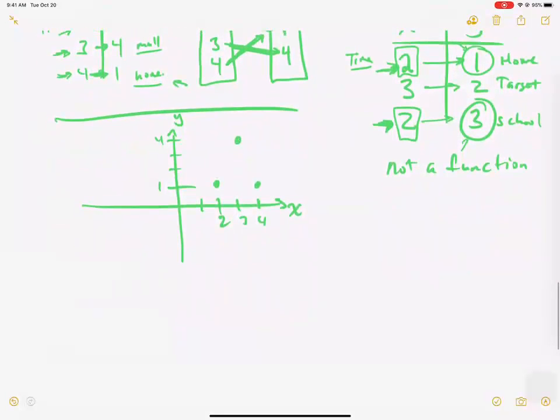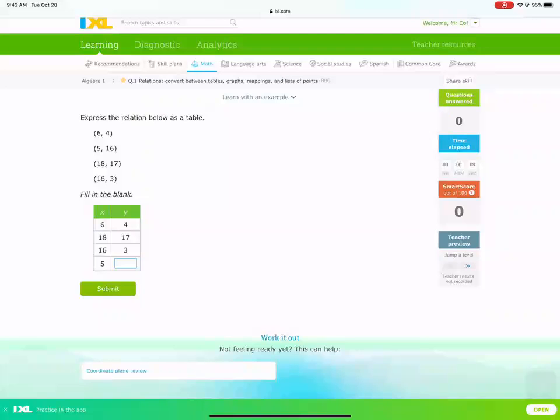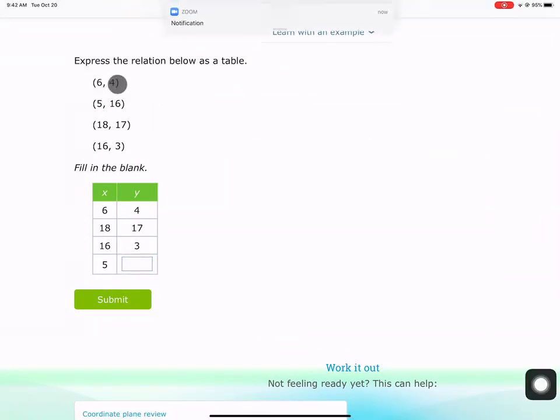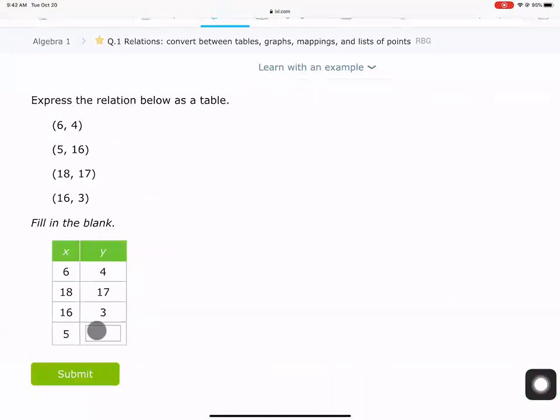Let's see. Okay. Do we have any questions right now? I'll take questions. Okay, so let's look at the homework today just for IXL. So they're just having you look at our ordered pair, 6, 4. 6 is my x, 4 is my y. 18, 17. 16, 3. Now who was 5 with? 5 was with 16.